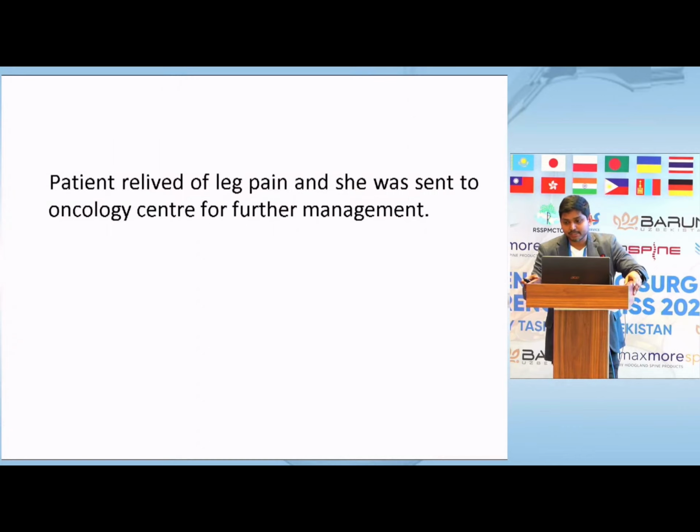So here I am suggesting that apart from the degenerative pathology, spine endoscopy also helps in the palliative care of spinal mets and other tumors also.